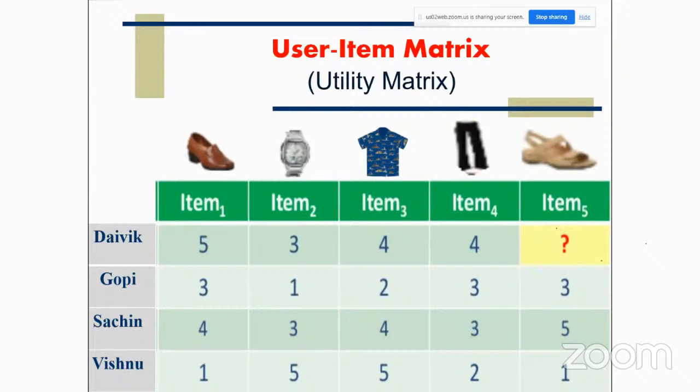How to find the rating prediction? Here we have to look for similarity. First, we look for similarity between Daivik and Gopi, then between Daivik and Sachin, and then between Daivik and Vishnu. Out of which, we look for the highest similarity, and the rating given by that user we can consider for Daivik's item 5. Here only Daivik is fixed, so it is Daivik to U I, where I varies from 1 to 3: 1 means Gopi, 2 means Sachin, 3 means Vishnu. So we have to look for similarity between Daivik and the other 3 users, calculated using the correlation coefficient that we have.